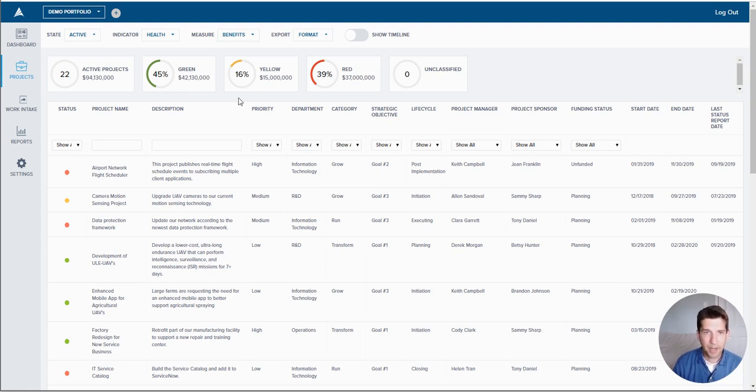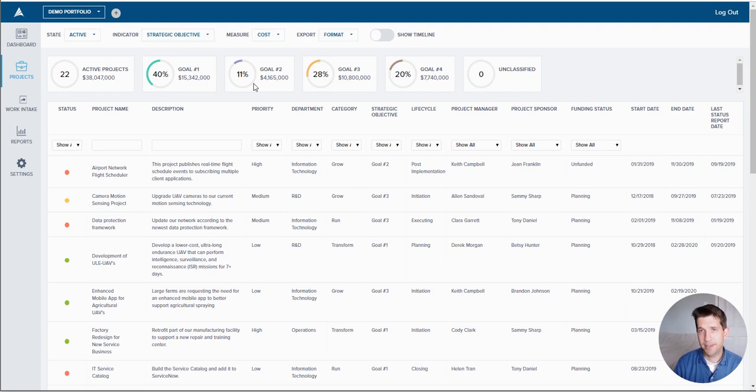So this helps answer the question, how are we performing? We can look at the health of the portfolio. If I go back, I'll just look at cost. Let's take a look at strategic objective. So before, goal number 2 was about 20% of the portfolio based on count, but now based on budget, it's only about 10 or 11%. Is this the right balance for the portfolio? So this helps answer the question, how are we spending or investing our money?